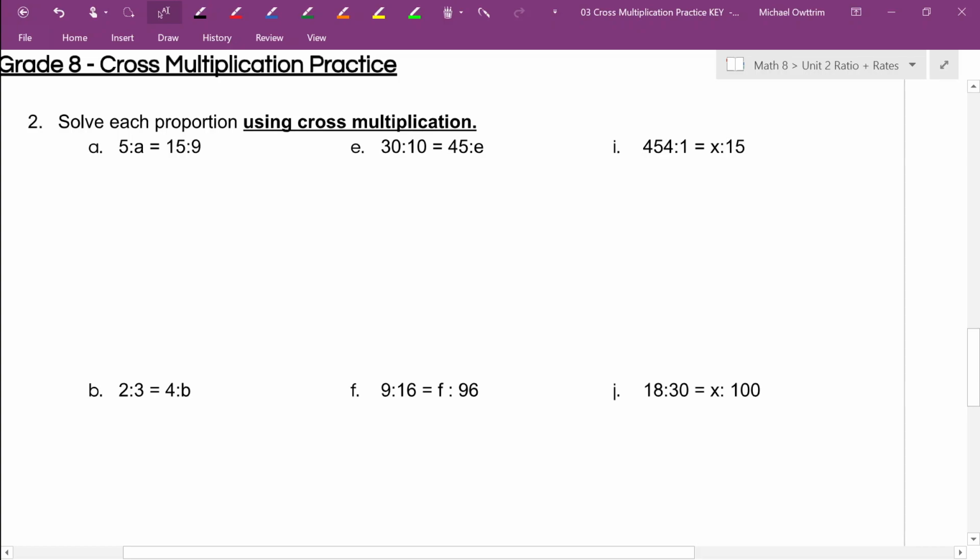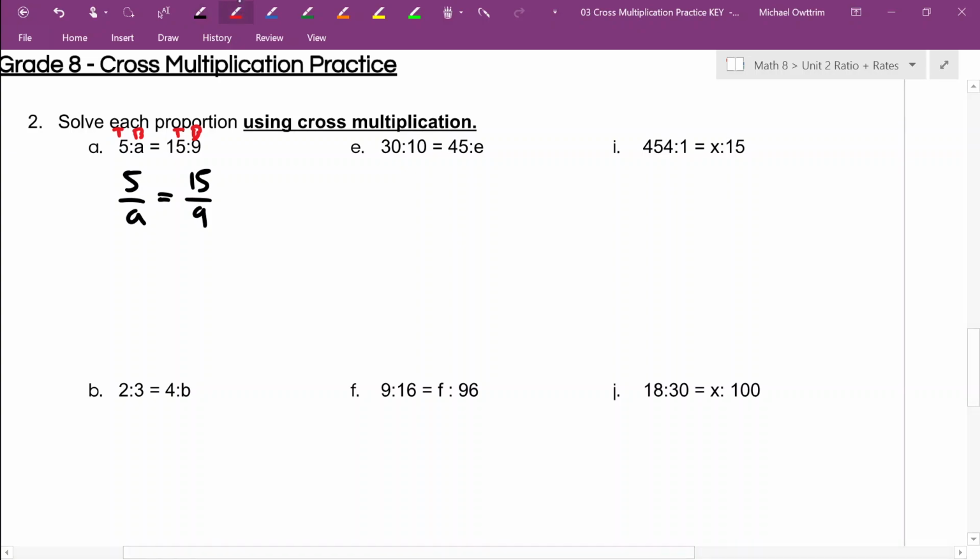Going on to the back side, we are given all of our proportions set up as ratios instead of fractions. So I'm going to start solving each of these by writing them as fractions. Remember, it doesn't matter what's on the top and what's on the bottom, but you just want to set those up so that they do match between the two ratios. So for this first column, I'm just going to do top, bottom to keep everything straightforward. So I'll start out with 5 over A is equal to 15 over 9.